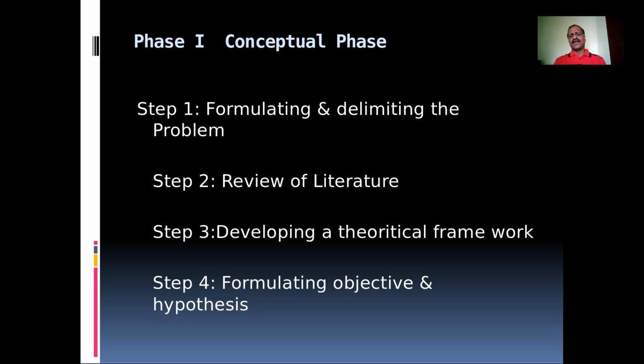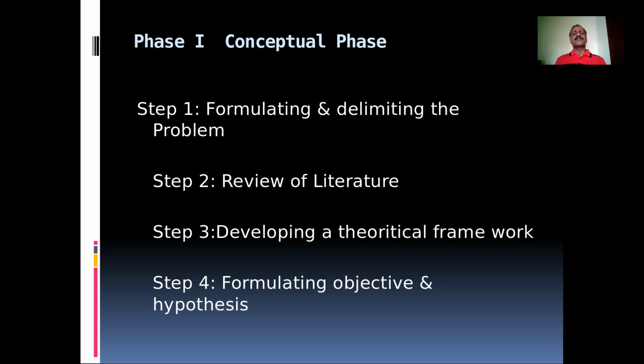And for that we can use textbooks and material written online. You can consult your guide. So many things can be done to learn about the topic that you are studying. So this is the second step, review of literature.